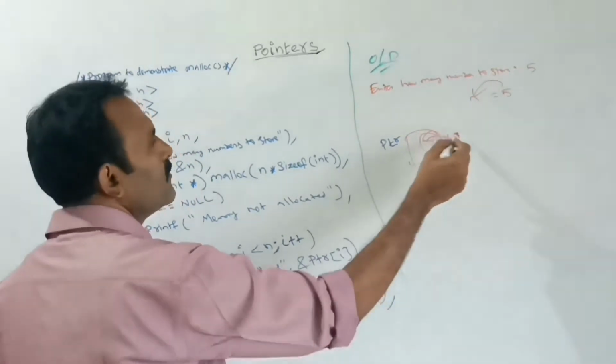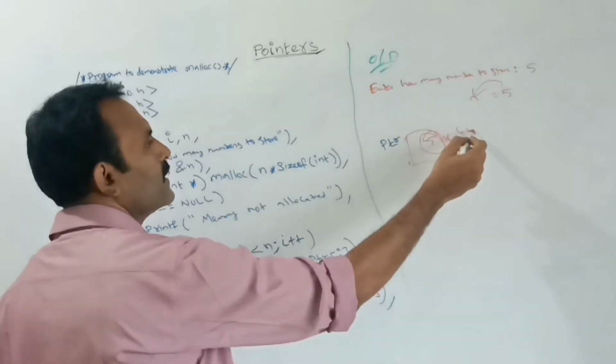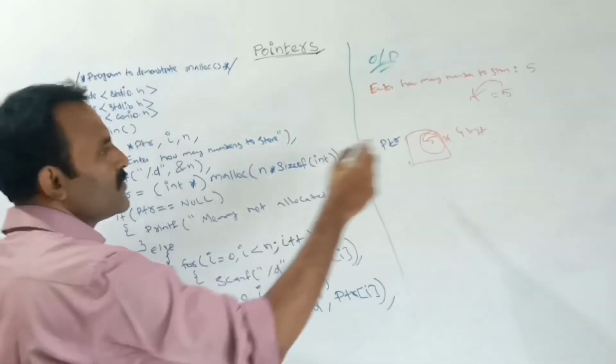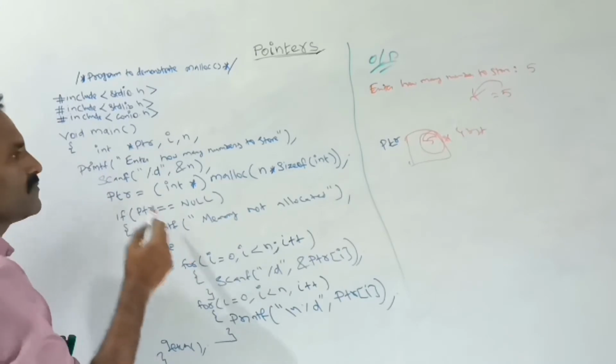Each element has the size of an integer, that is, each element has 4 bytes. Here it always returns the size in bytes. So here the total is 20 bytes. So a total of 20 bytes were allocated for this ptr.